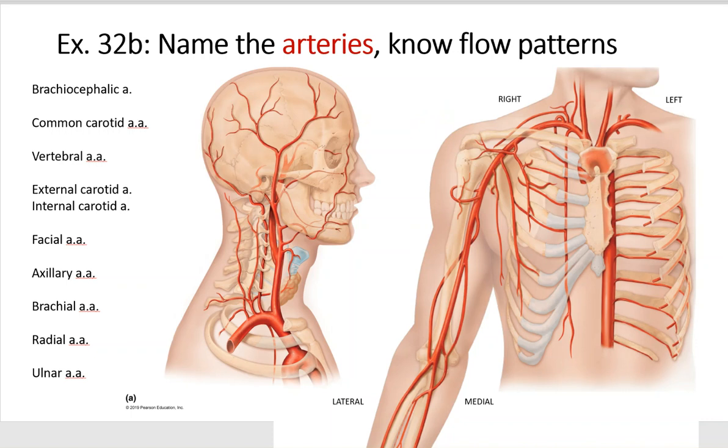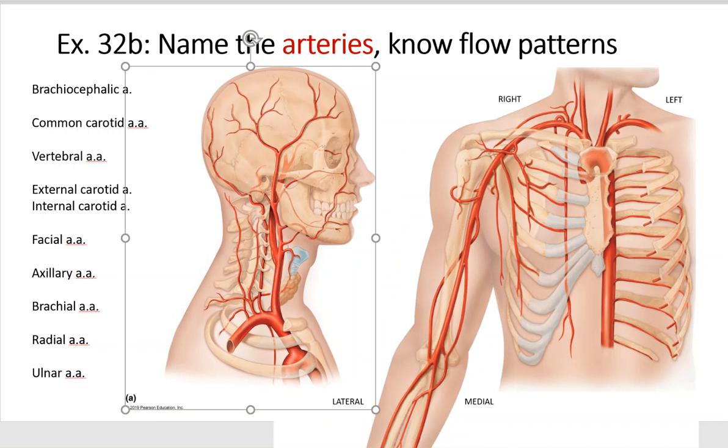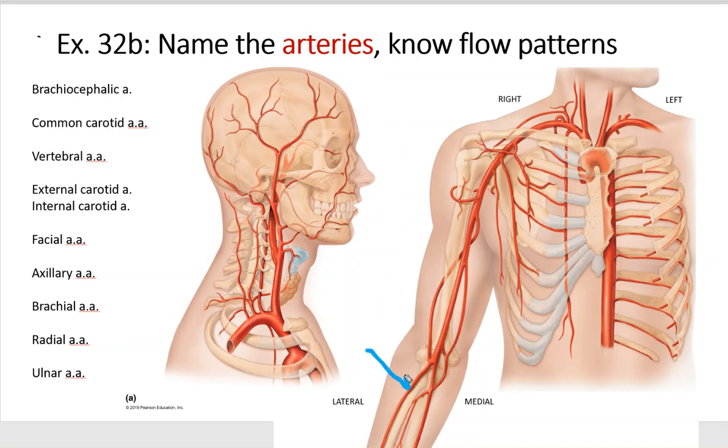Radial and ulnar go down our arm. So which one is on the lateral side? Oops, sorry, dang it. Undo, pen. Cursor, get rid of my thing, pen. All right, so lateral side is radial and medial side is ulnar arteries.